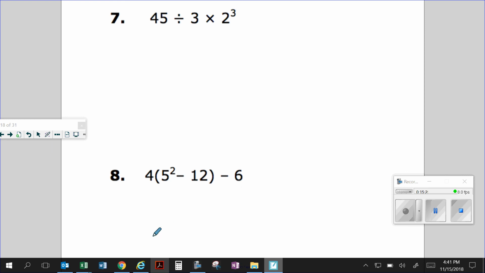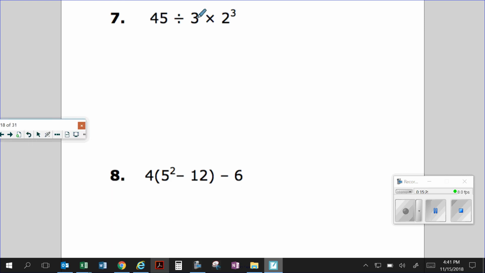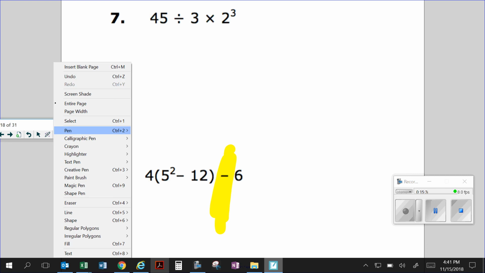Number 7 and number 8, get out your highlighter. So highlight any term. Oh, none here. And here, I see right here. Before you say, but what about here? Again, we're looking at outside of grouping symbols. So let's look at number 7. Number 7, there is nothing. So we just solve. So this is the whole term. So we just solve it as you see it.